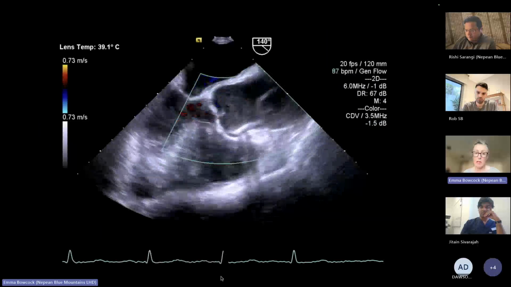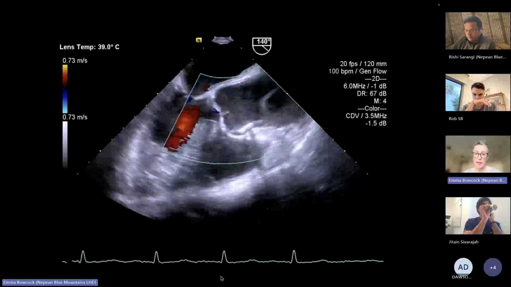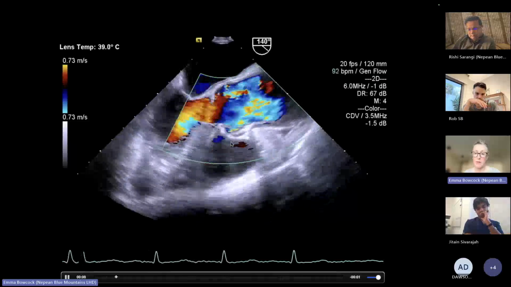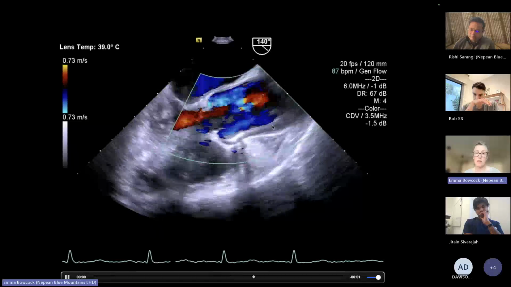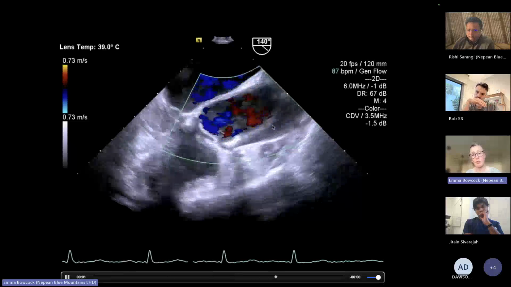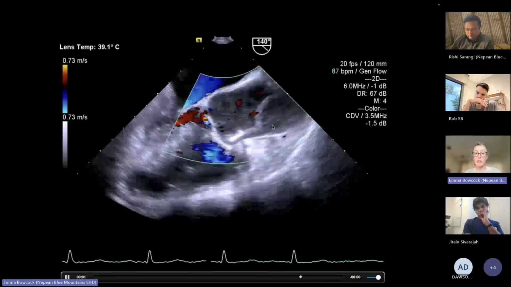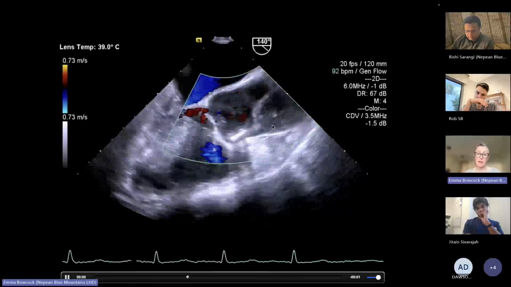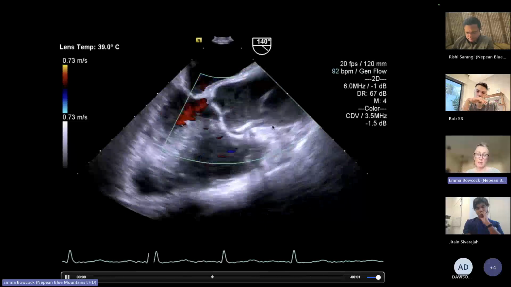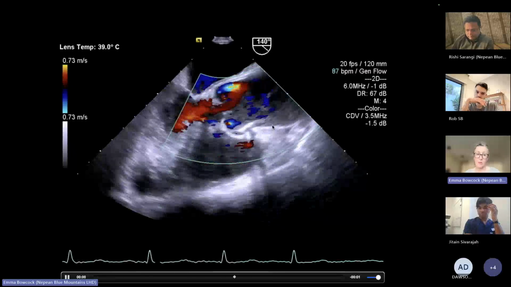Here is where the money shots are, I think, where you start seeing the mechanism of that nasty looking AR jet with this big, awful dissection flap here. I could have asked how you would interrogate artifact versus true pathology. Simple things, right? So zooming in, orthogonal views every time, right? So you're going to biplane all of that, and then look in different angles.